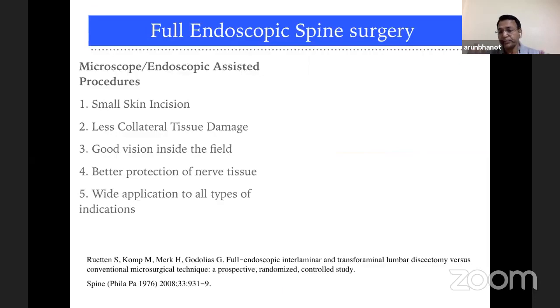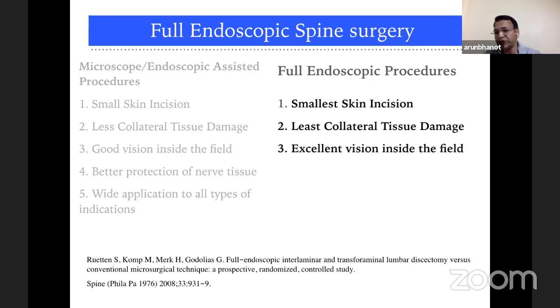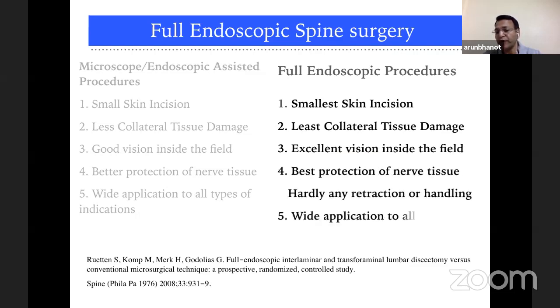So if we compare various techniques of small skin incision, less collateral damage, if we compare it with full endoscopy, it keeps on scoring. Small becomes smallest, less becomes least, good becomes excellent vision, better protection means best protection. And if we talk of variety or application of this technique, with the recent advancement in instrumentation like drilling through the endoscope, we can actually apply this technique to treat a lot of stenosis cases.